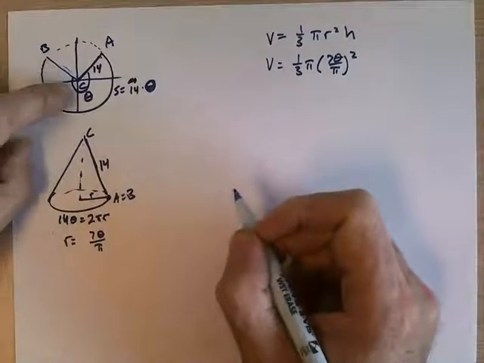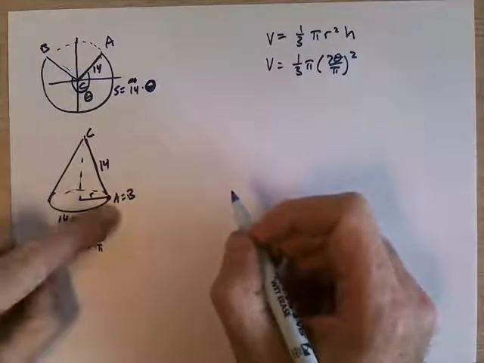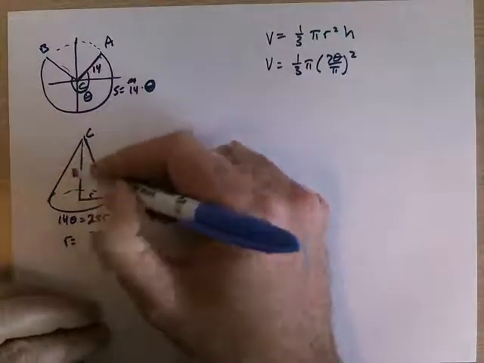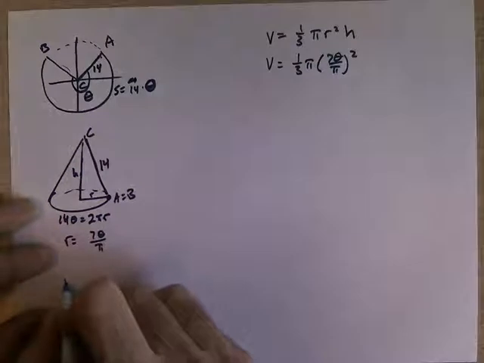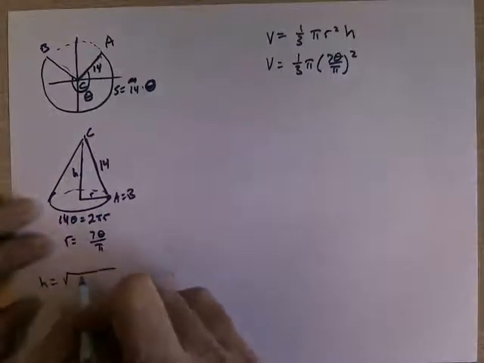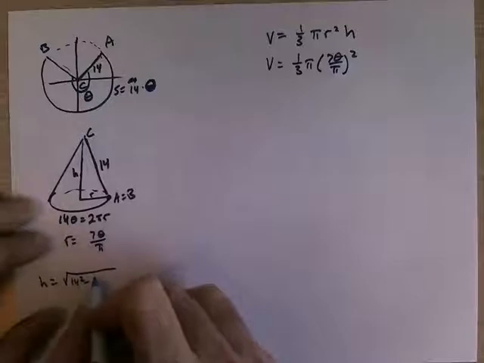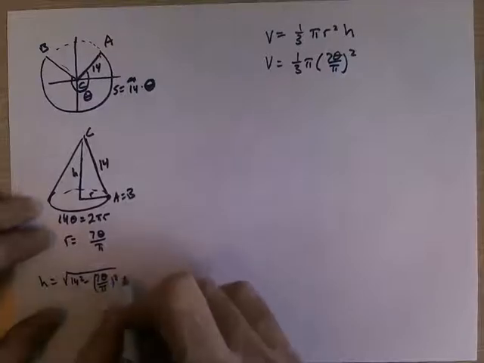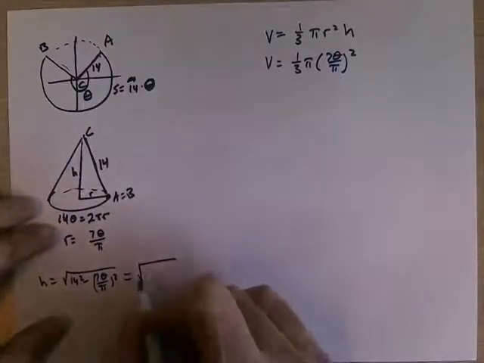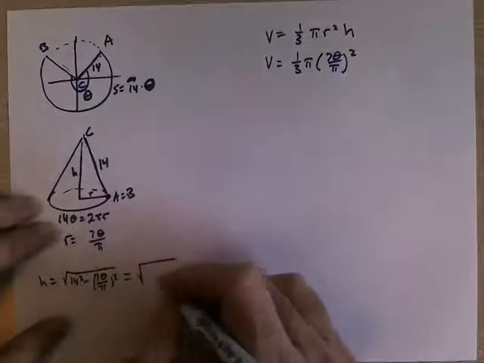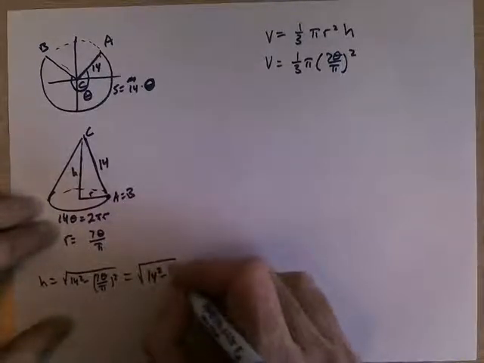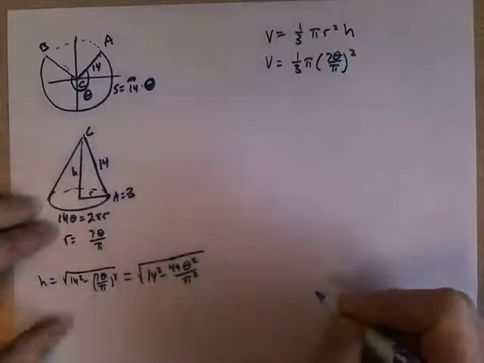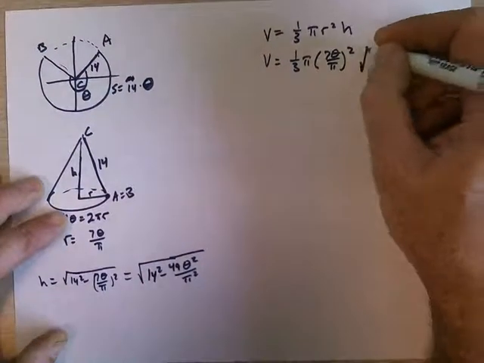So knowing how much angle I have left here, that tells me what my radius is, but it should also tell me what my height is here, because that height, h, is the square root of 14 squared minus r squared, but r is 7 theta over pi. So this is the square root of 14 squared minus 49 theta squared over pi squared. And that is what I can plug in here for h.